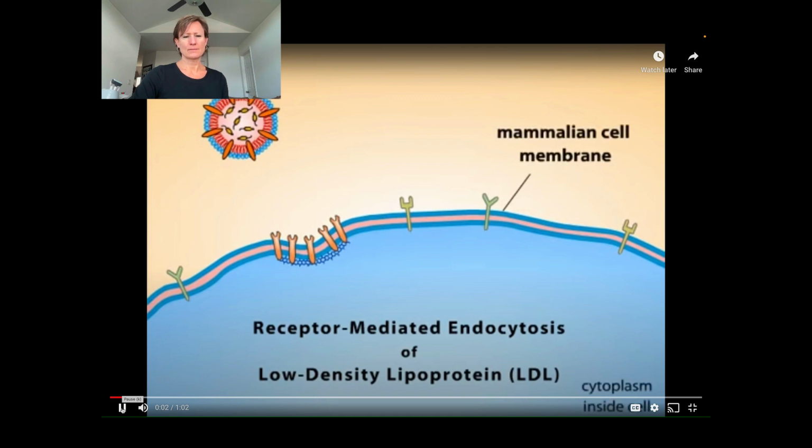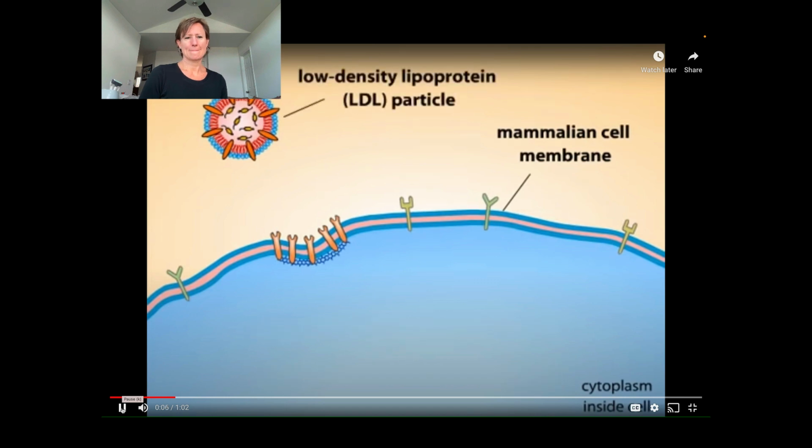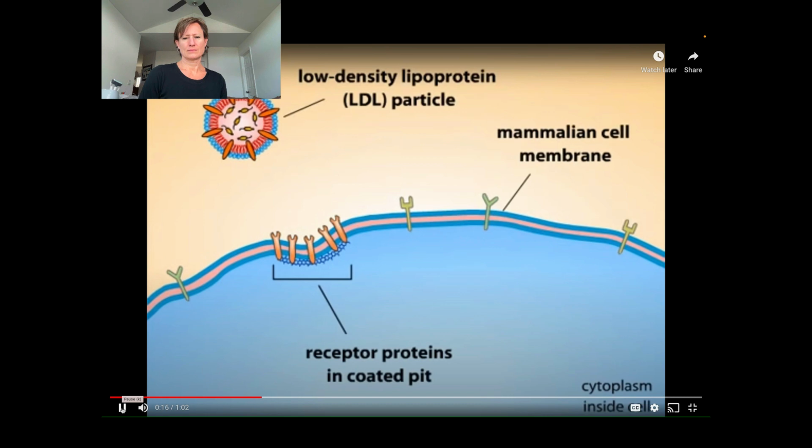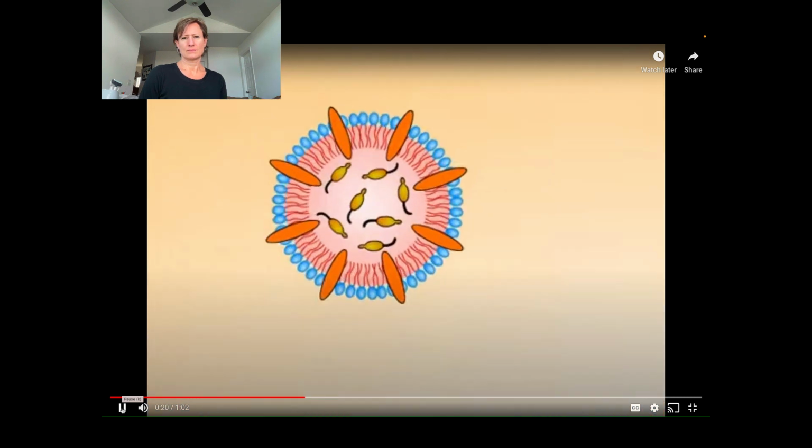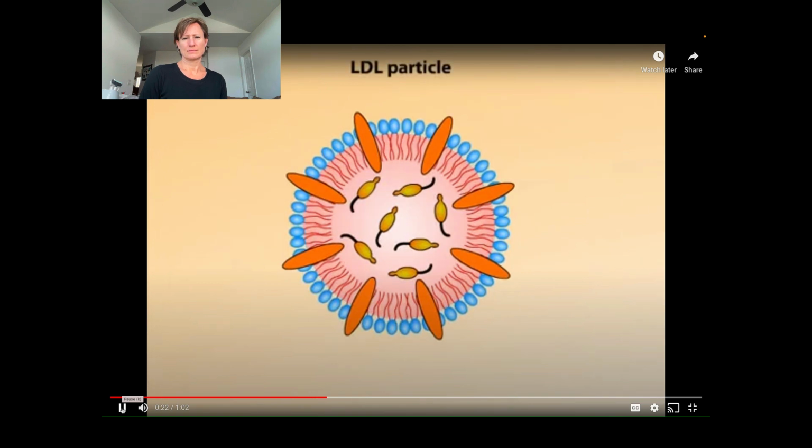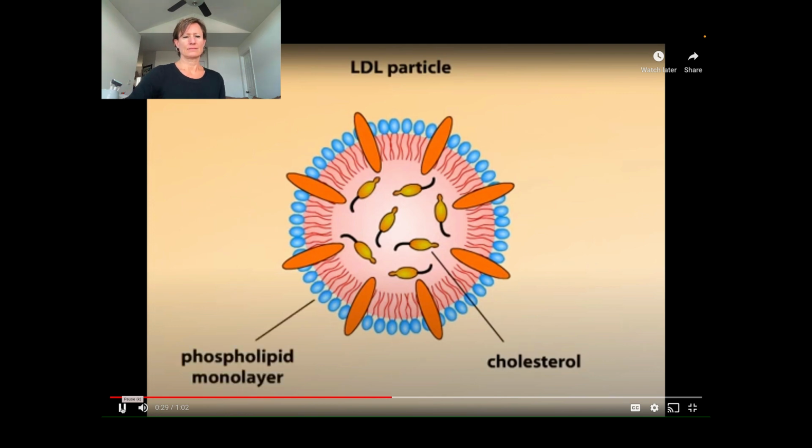In this example of receptor-mediated endocytosis, a cell takes in a particle of low-density lipoprotein, or LDL, from the outside. To do this, the cell uses receptors that specifically recognize and bind to the LDL particle. The receptors are clustered together. An LDL particle contains 1,000 or more cholesterol molecules at its core. A monolayer of phospholipids surrounds the cholesterol and is embedded with proteins called ApoB.